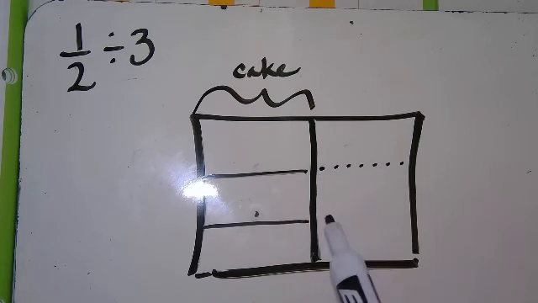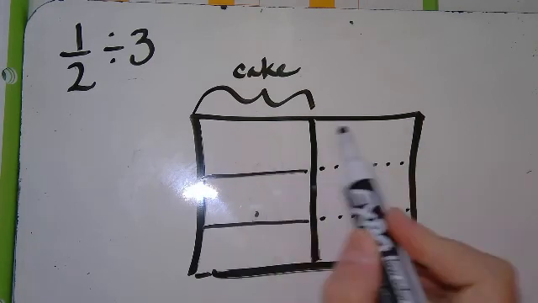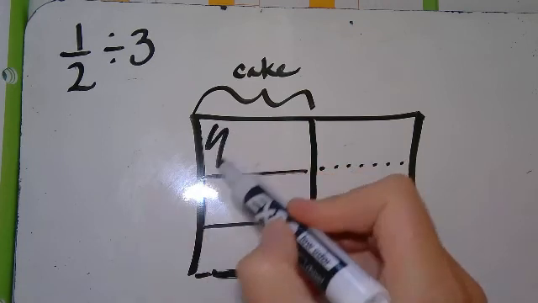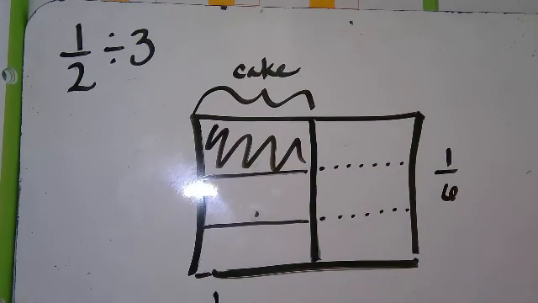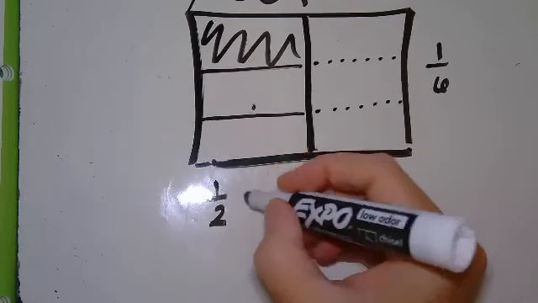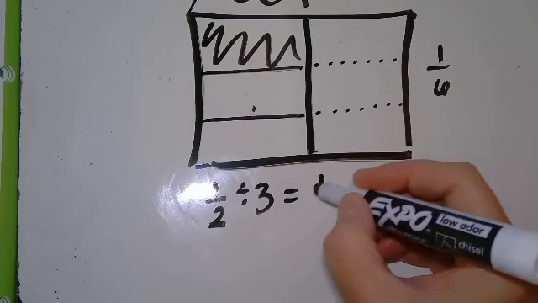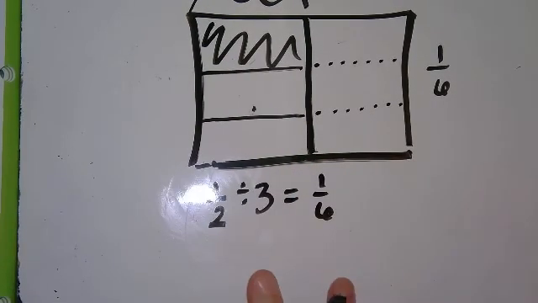Now I just need to imagine these parts so that I could see that the entire whole is now made of 6ths. And so if each person eats this much, each person is eating a 6th. So I know that a half divided by 3 equals a 6th.